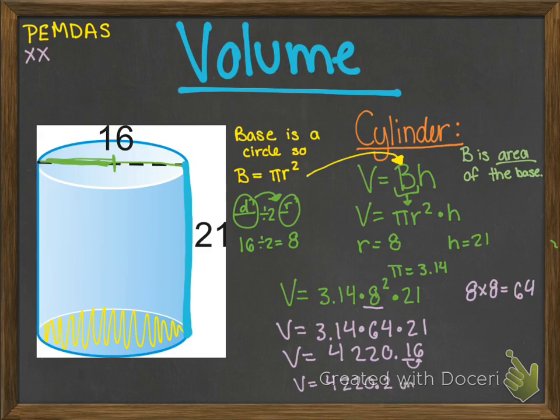This would be units cubed because we are measuring volume, but please, when you're entering your answer on a Google form, do not put units cubed or anything like that. Just simply enter your answer. I hope this helps.